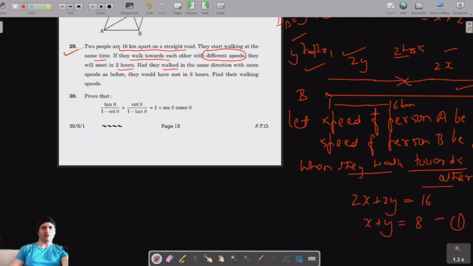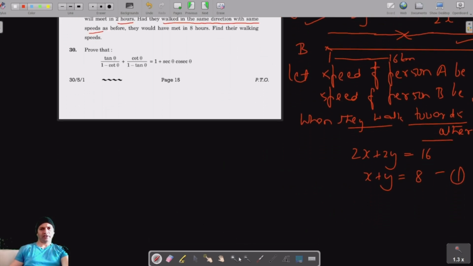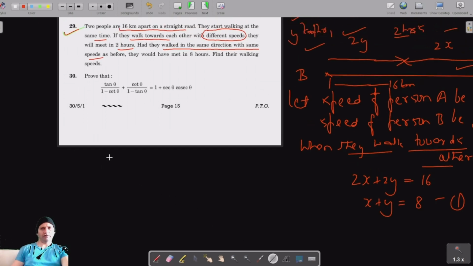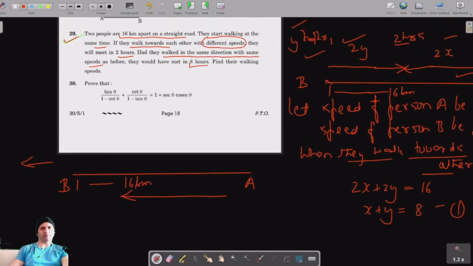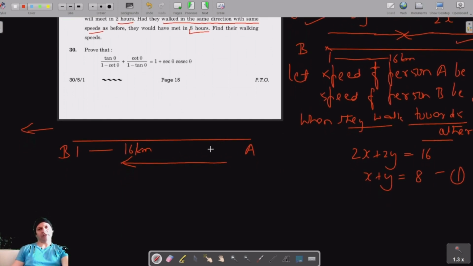When they walked in the same direction with the same speeds. So let me just draw this figure once again. This time they are walking in the same direction. This is the person at point A and this is the person at point B. Both of them are walking towards the left and they meet after 8 hours.